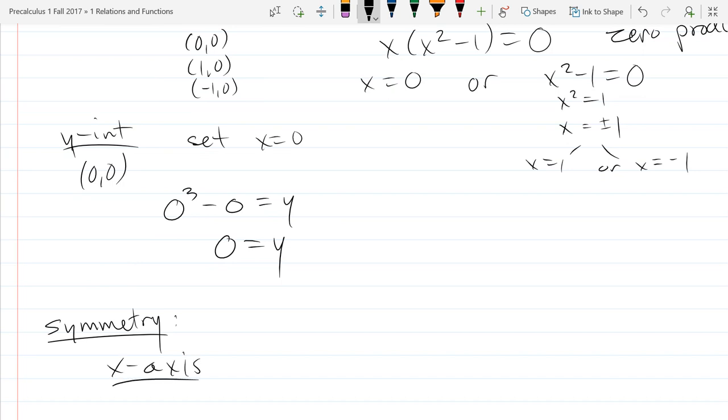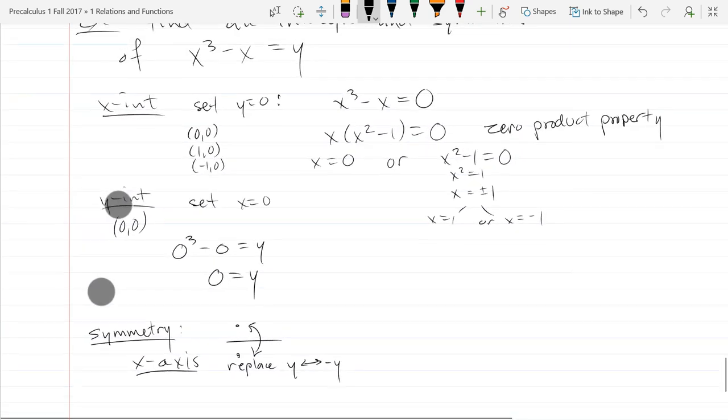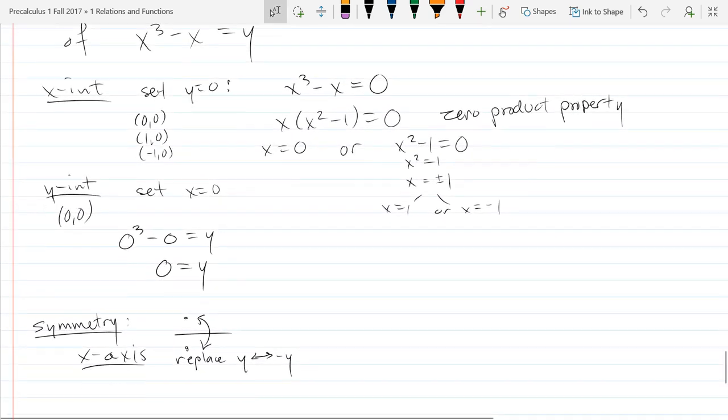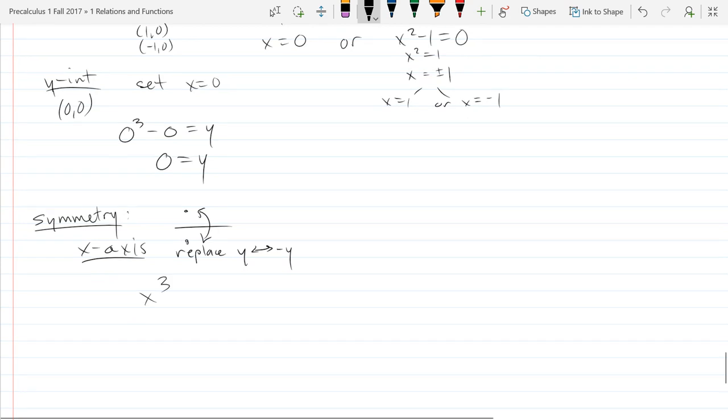We'll do x-axis first. We're going to replace, so we want to go across the x-axis. So that means points would have a negative y coordinate. That's what would change here. So we're going to replace y with negative y and see if we get the same equation. So our equation is x cubed minus x equals y. And I'm going to replace y with negative y.